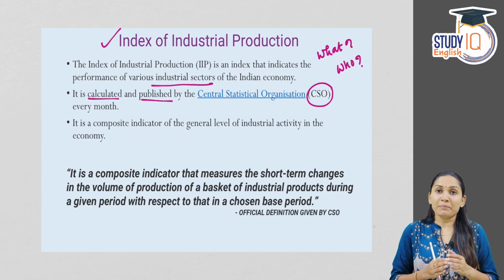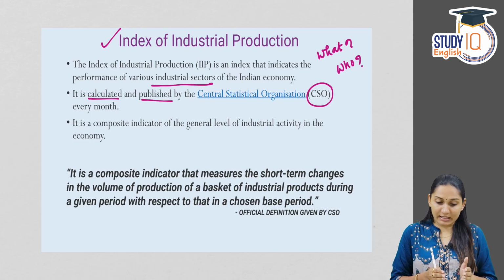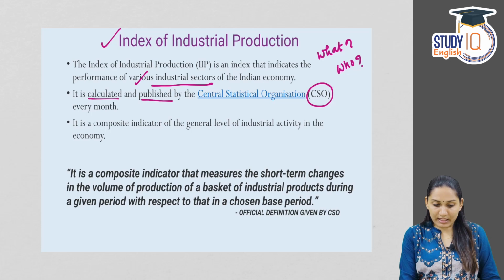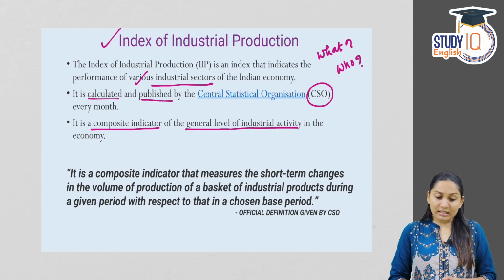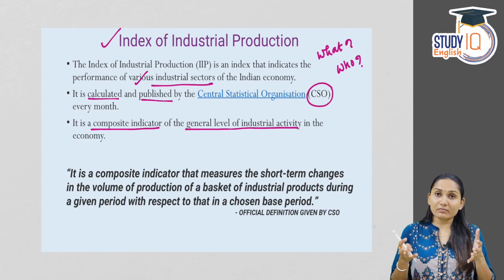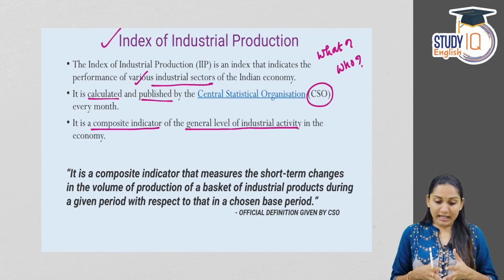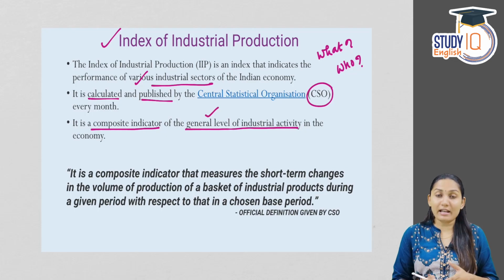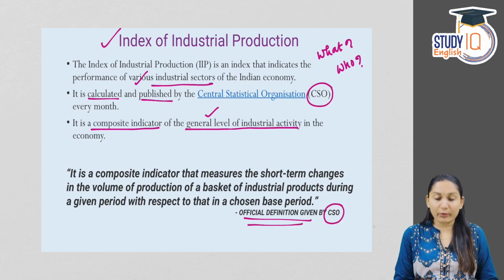So, what is IIP? It's a composite index which measures the growth of various industrial sectors of the economy. Second, who compiles it? The Central Statistical Organization compiles it. It's a composite indicator of the general level of industrial activity in the economy. So this is the official definition given by CSO for IIP.